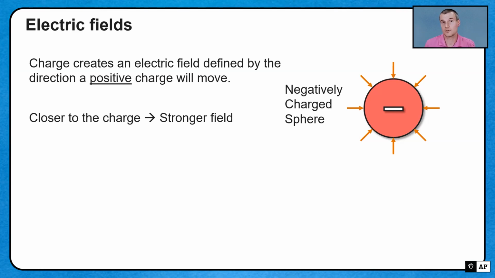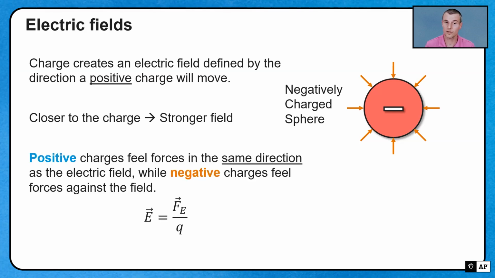So if I have this negative charge that's there, sure enough, we know that negatives and positives are attracted. So I put a positive charge next to it, it's going to fall down towards the surface, just like would happen with gravity with masses. The closer you get to the charge, the stronger the field ends up getting. One thing to note, right, is that positive charges feel in the same direction, just like mass would do. However, negative charges go against the electric field.